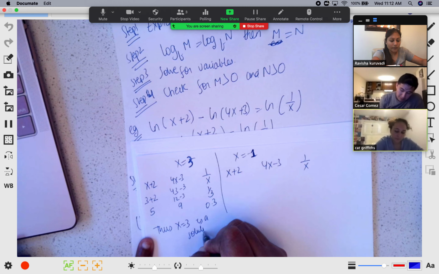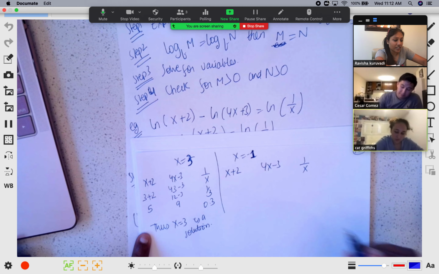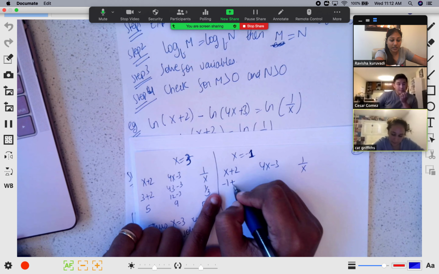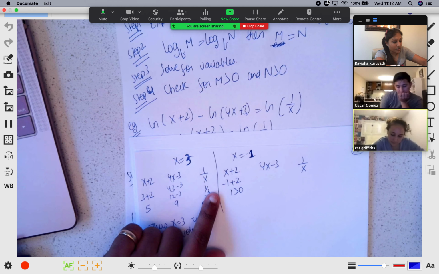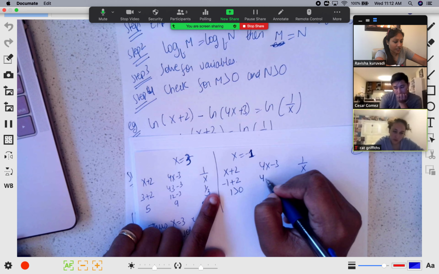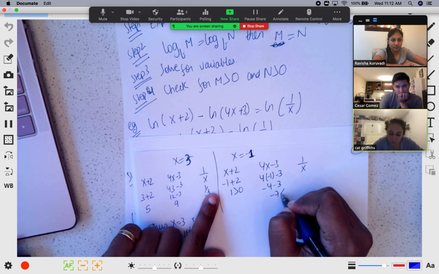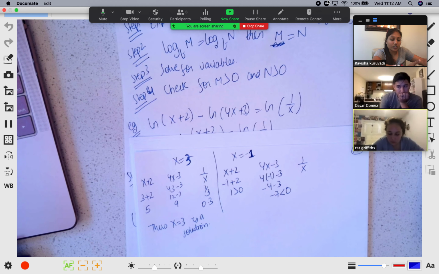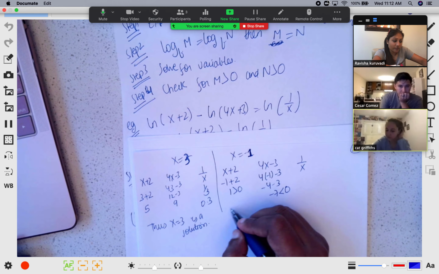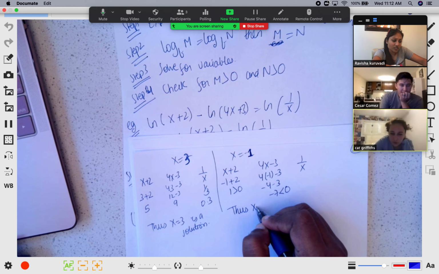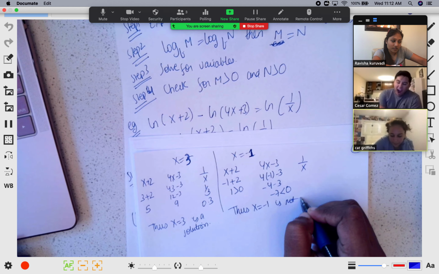What about here? Negative 1. You get negative 1 plus 2, which is 1. That's greater than 0. That's good. Let's put here negative 1. You get 4 times negative 1, negative 4, minus 3, you have negative 7, which is less than 0. So I don't even have to check for the next one. Even if 1 is 0, this is not a solution.